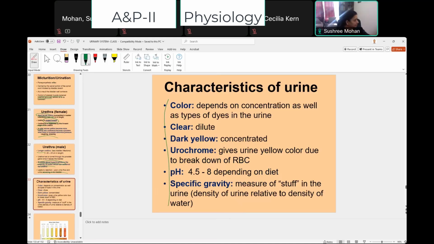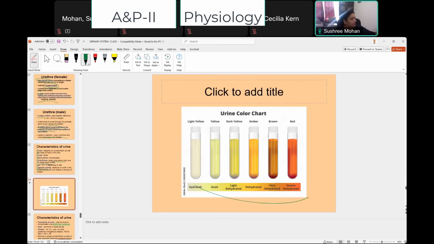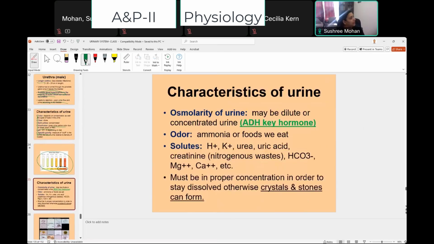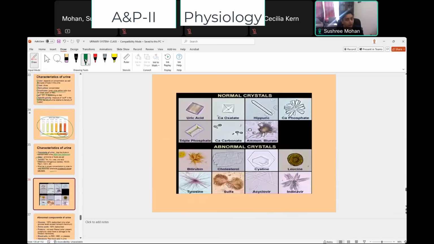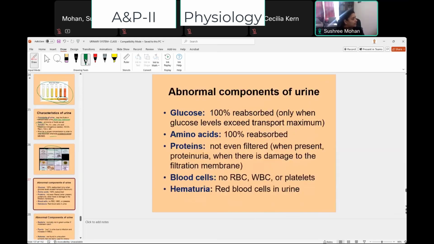Now these are the characteristics of urine. Color: urochrome is the pigment that gives urine its yellow color, due to the breakdown of RBCs. Then the specific gravity, and this will show you a color chart of the urine color and what it means, which one is severely dehydrated. This is how it looks. Osmolarity of urine, odor, solutes that are present, and the crystals and stones that can form if you're not drinking enough water. These are some of the normal crystals, and these are abnormal crystals which end up forming stones.